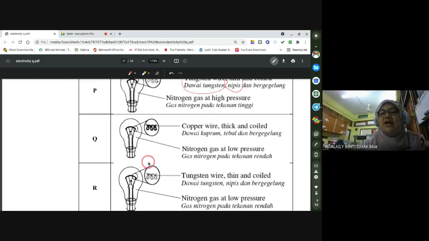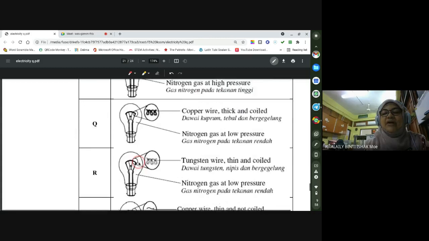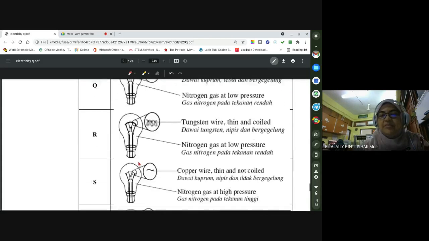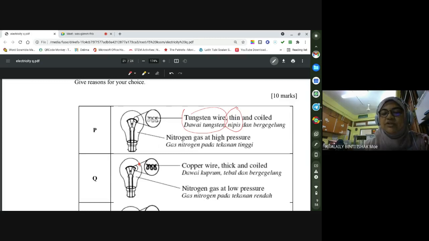We choose R, and repeat again the characteristics of R. So I repeat, as for the type of wire, we choose tungsten, because of high resistance. As for the thickness, we use thin, because of high resistance. As for the wire shape, we choose coil because of high resistance, or more length can fit into the filament, or more heat produced. And as for the gas, we want low pressure because it can carry heat away from the filament.